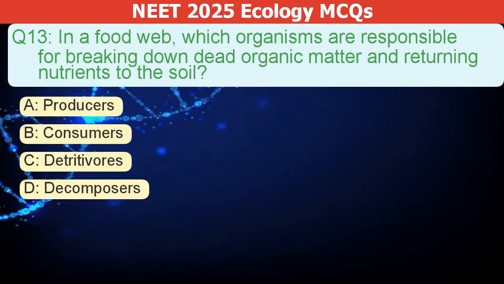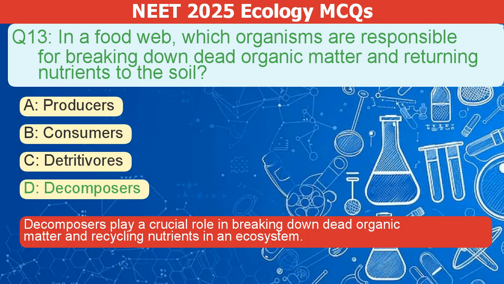In a food web, which organisms break down dead organic matter and return nutrients to the soil? A. Producers. B. Consumers. C. Detritivores. D. Decomposers. The correct answer is D. Decomposers play a crucial role in breaking down dead organic matter and recycling nutrients in an ecosystem.